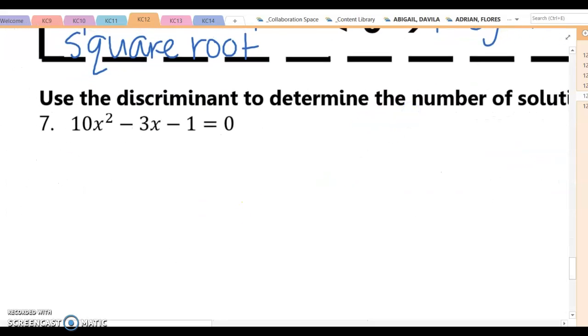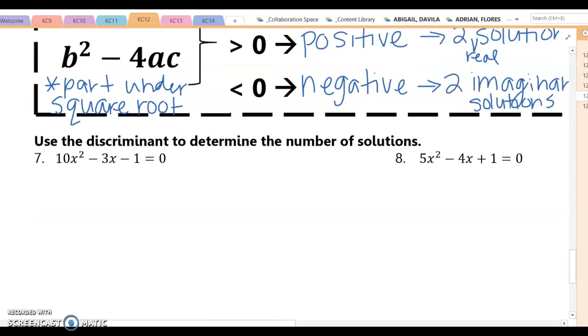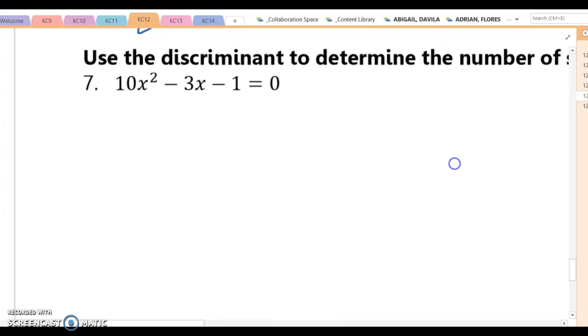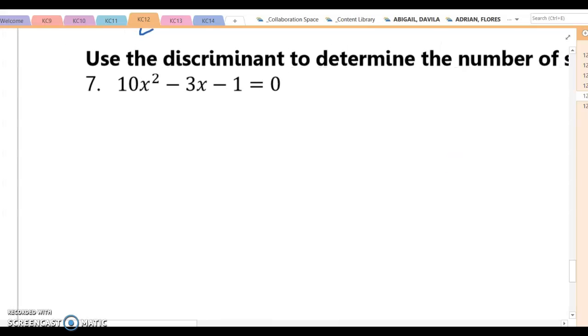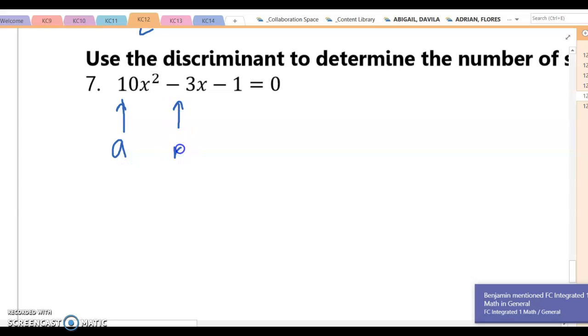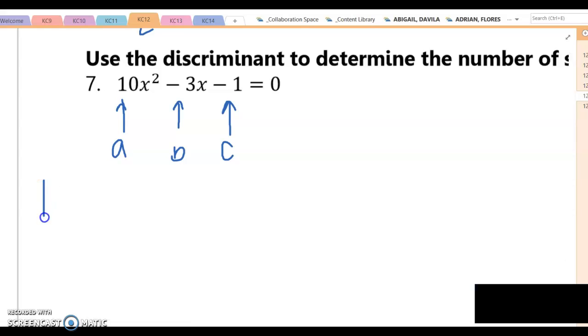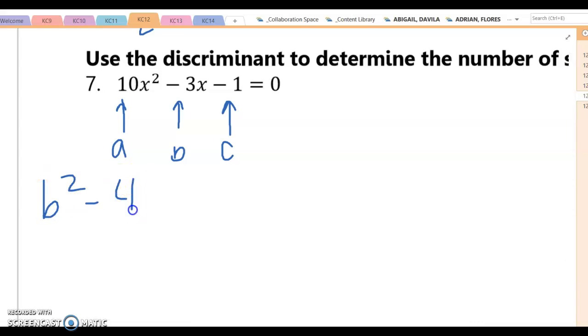So, it says use the discriminant to determine the number of solutions. So all we're doing is trying to figure out how many solutions each one is going to have, okay? So we have 10x squared minus 3x minus 1, right? So we've got, here's our a, b, c. So we're just doing the b squared minus 4ac and seeing what it comes out to be.